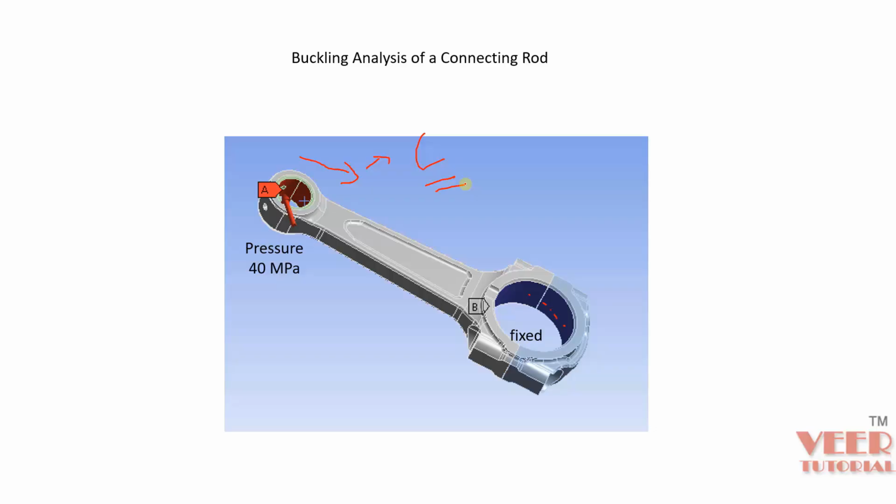And now let's go to ANSYS and then solve this problem. So what I want you to do is try to solve this problem by yourself. You can find the geometry of this connecting rod in your project file in the folder of buckling of connecting rod. So try to do this analysis by yourself and then you can follow along the next lecture to continue this analysis. So this is the load, the pressure applied is 40 megapascal and this is fixed from this inner surface.